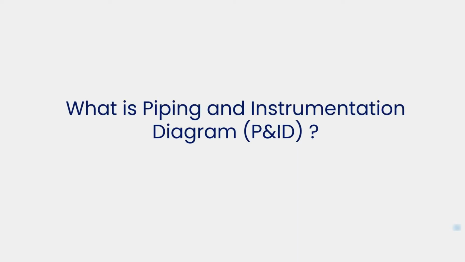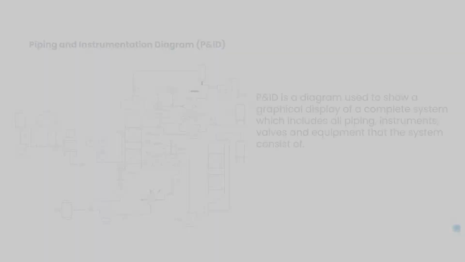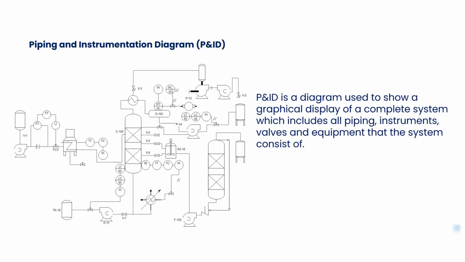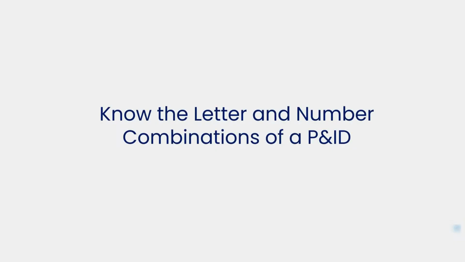Let's begin with understanding what a piping and instrumentation diagram is. P&ID is a diagram used to show a graphical display of a complete system, which includes all piping, instruments, valves, and equipment that the system consists of. Now let's see the letter and number combinations of a P&ID.